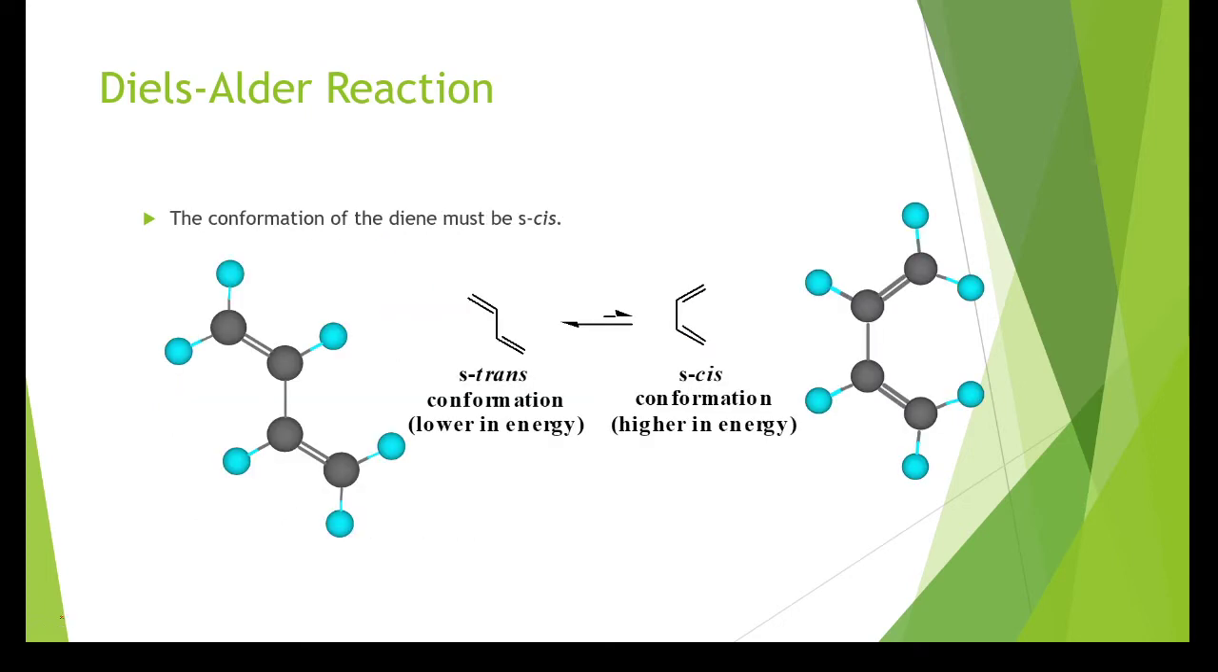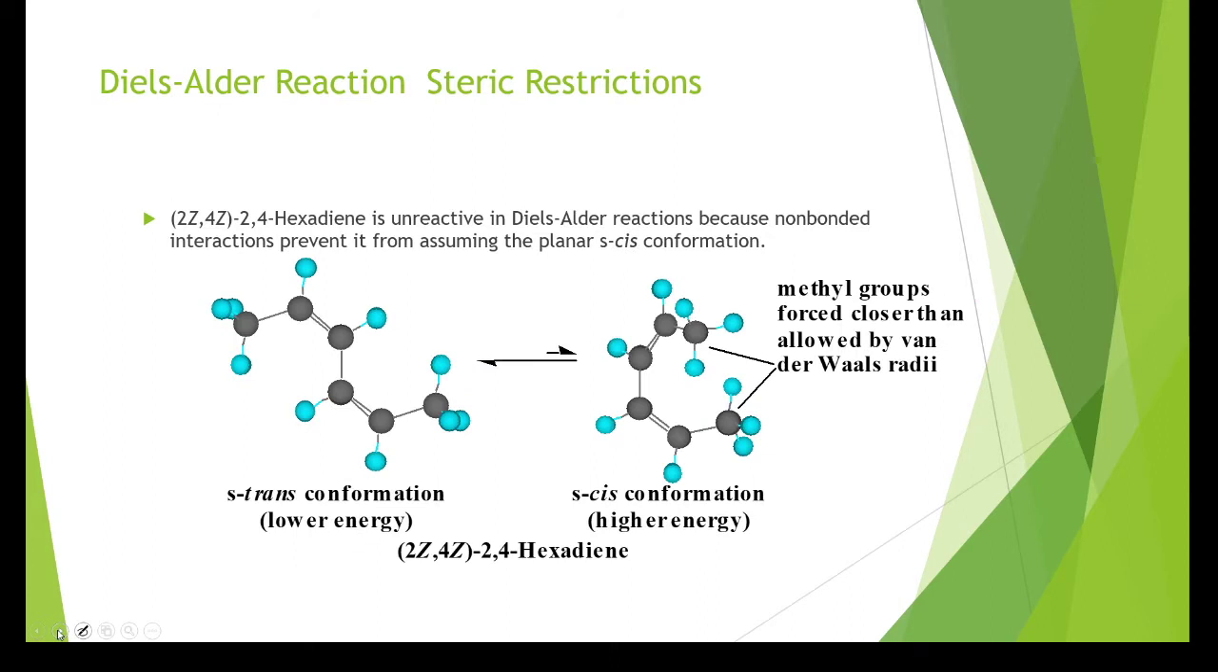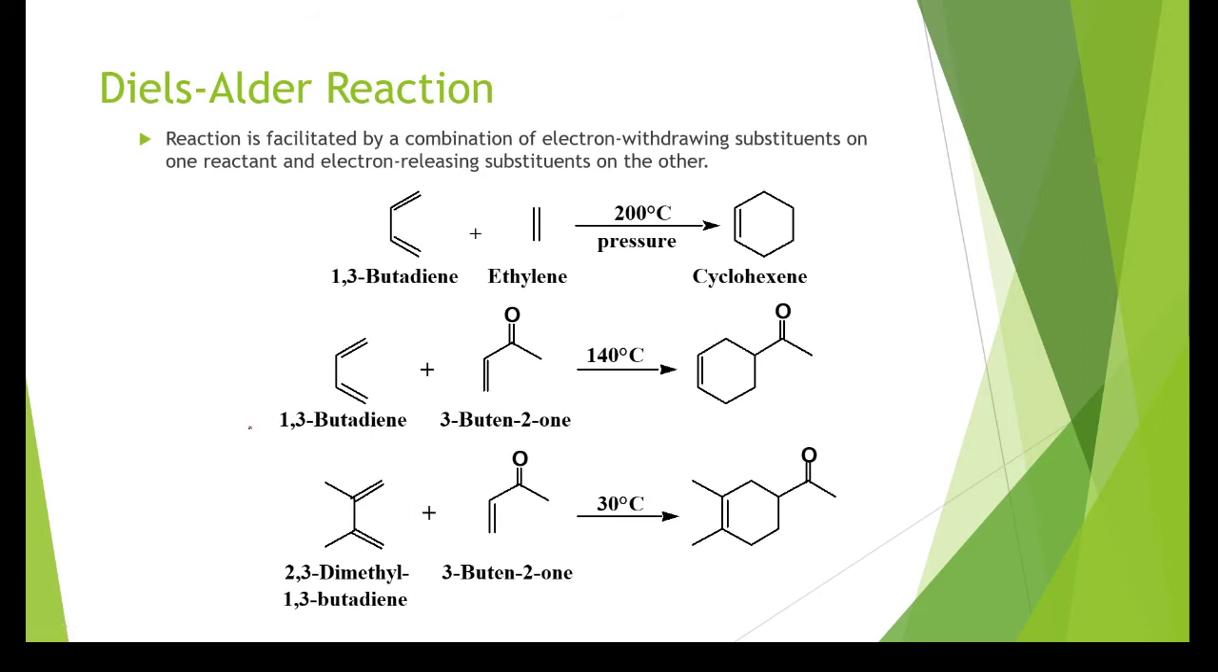Again, my conformation has to be in cis for this to work. Even though trans is our lowest energy, I need my diene to be in the cis form in order to close that ring. So I need it to actually be in the high energy form to close the ring. And that's what this is illustrating right here. So let's take a look.